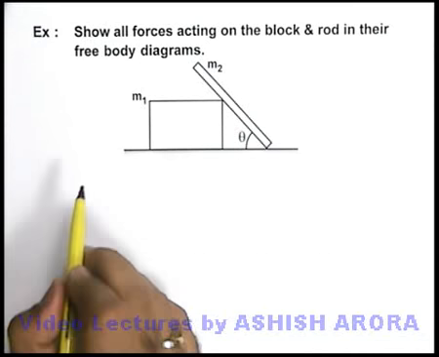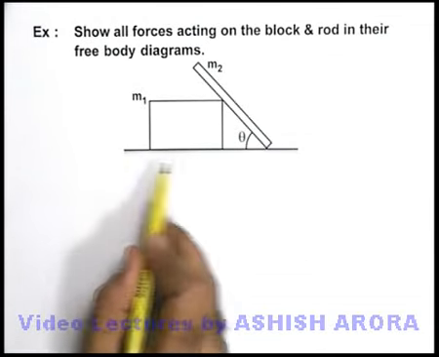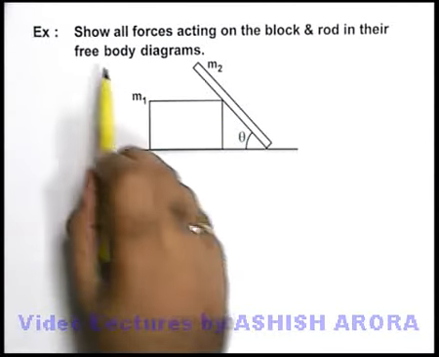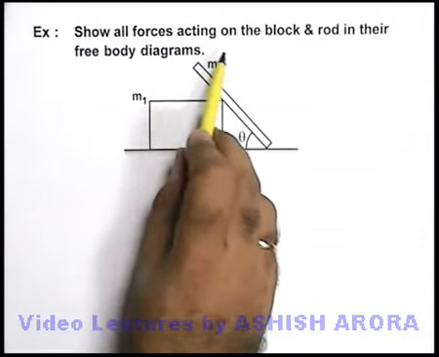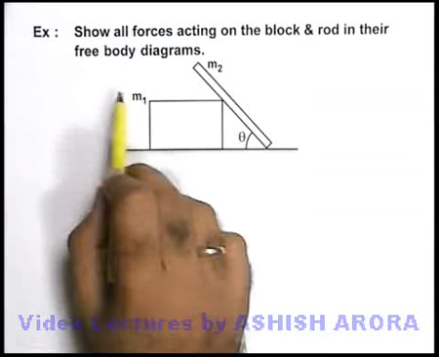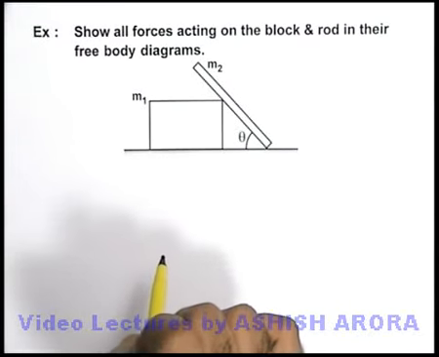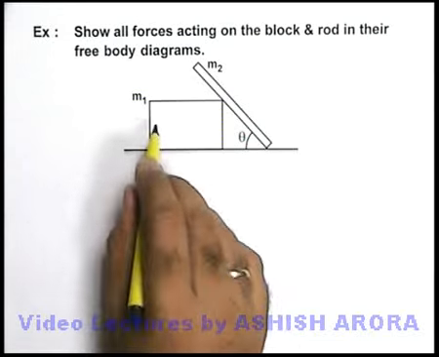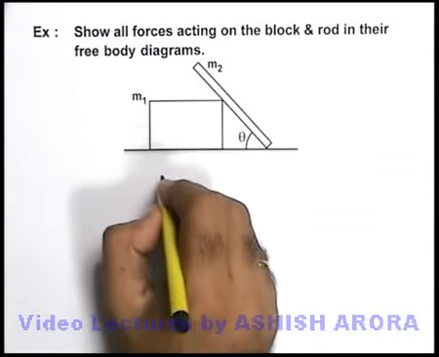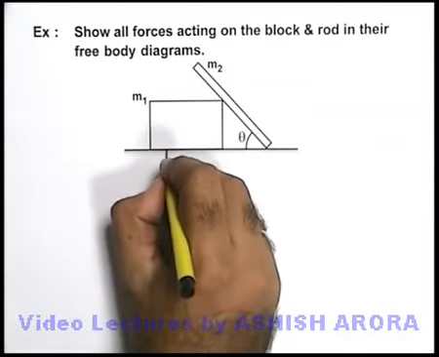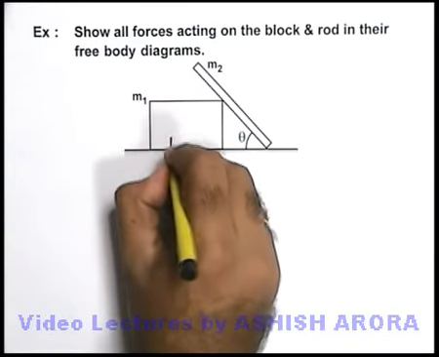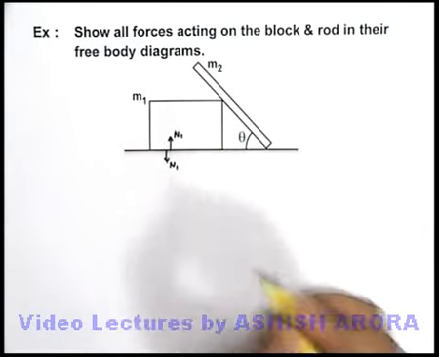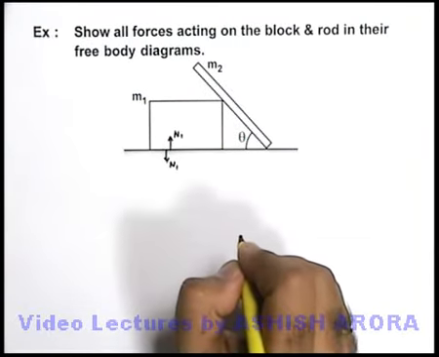To understand the normal reaction, let's take up an example. Here we are required to show all the forces acting on the block and rod in their free body diagrams. We just have a look at the basic forces acting on the block as well as on the rod. You can see due to the weight, the block will push the ground, say with the force N1. So ground will react on the block with the same force N1.